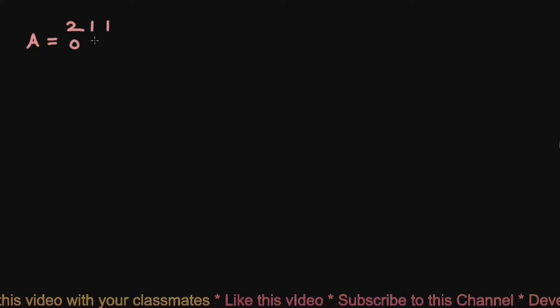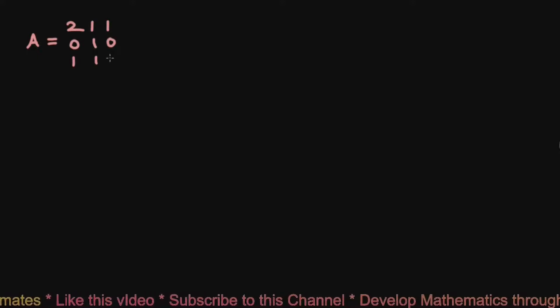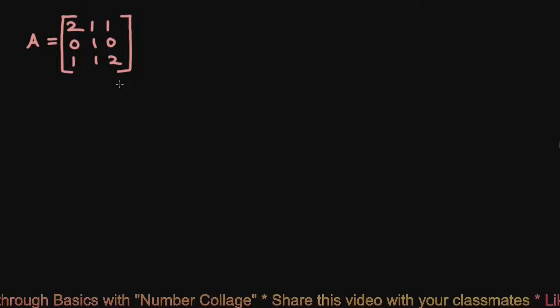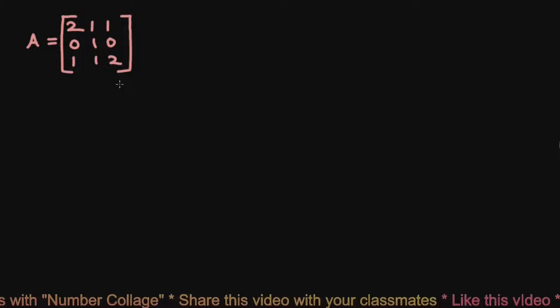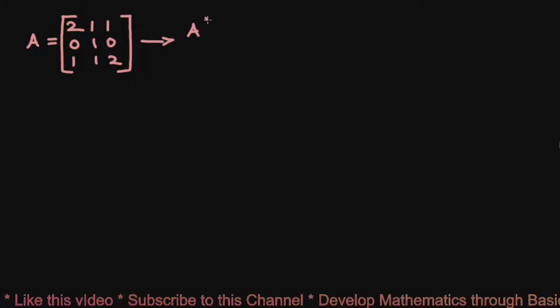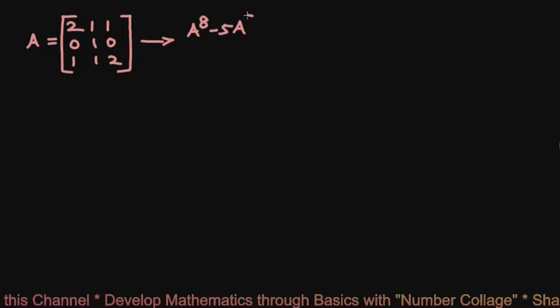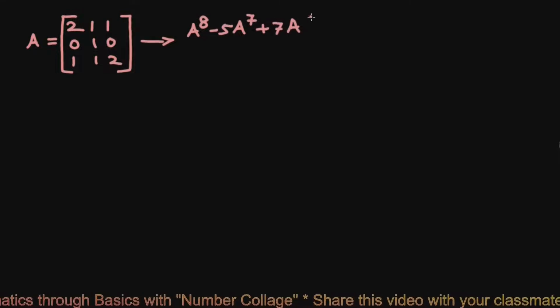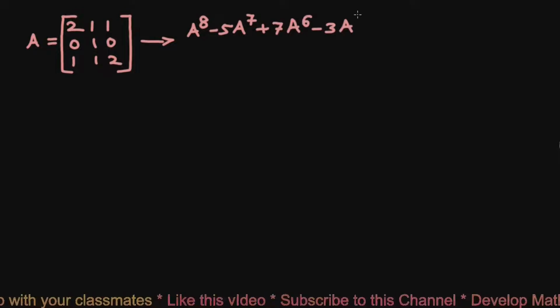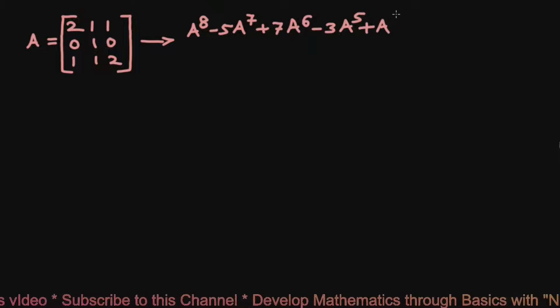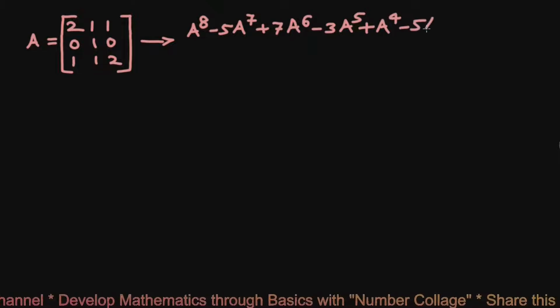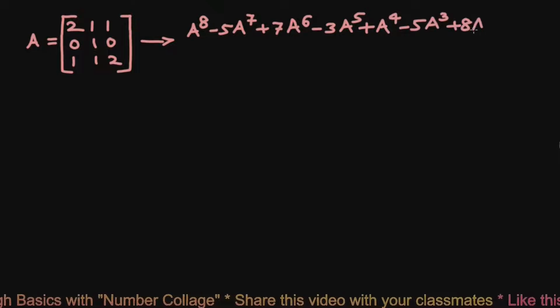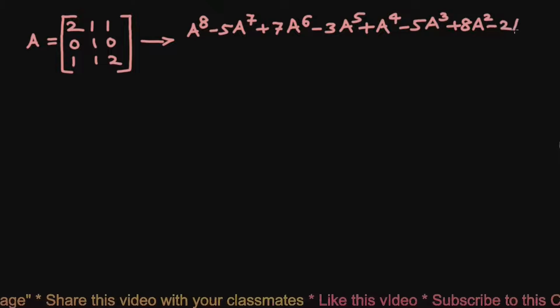In the next question, we have to find the characteristic equation of the matrix A = [2 1 1; 0 1 0; 1 1 2], and after that we have to find the matrix represented by the expression A^8 - 5A^7 + 7A^6 - 3A^5 + A^4 - 5A^3 + 8A^2 - 2A + I.